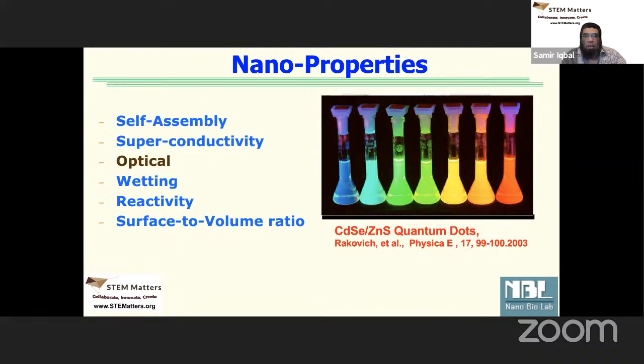So here's an example of cadmium selenide, zinc sulfide quantum dots. Same material, but when we make the nanoparticle of this material smaller and we keep on reducing the size, we can achieve different wavelengths coming out of that same material. That's another property of nanomaterials.